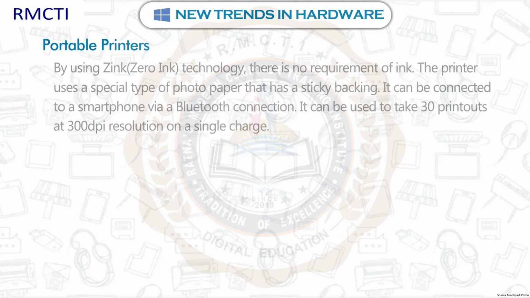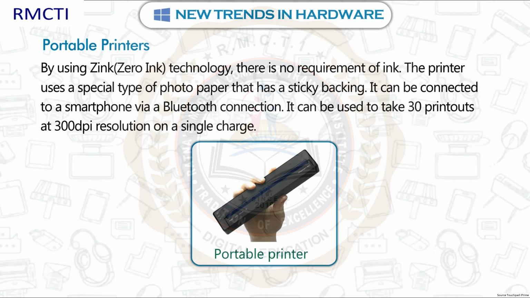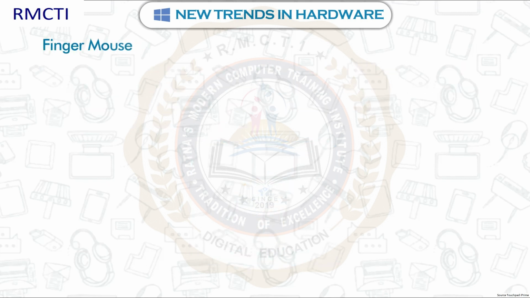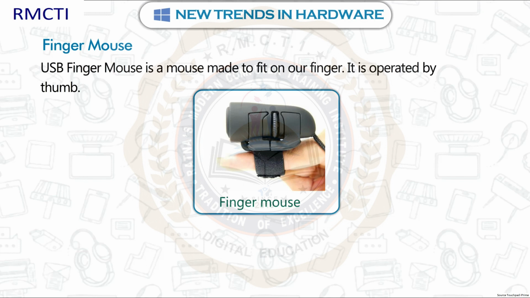Portable printers. By using zinc, zero ink technology, there is no requirement of ink. The printer uses a special type of photo paper that has a sticky backing. It can be connected to a smartphone via a Bluetooth connection. It can be used to take 30 printouts of 300 dpi resolution on a single charge. Finger mouse. USB finger mouse is a mouse made to fit on our finger. It is operated by thumb.